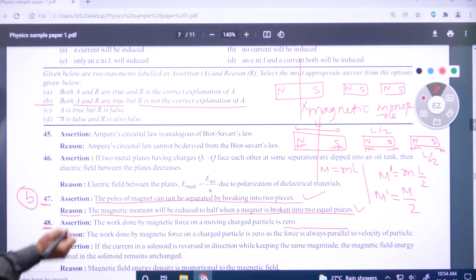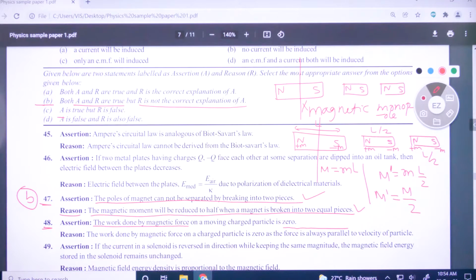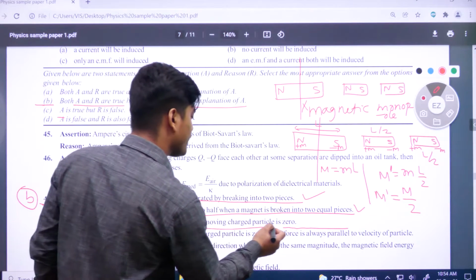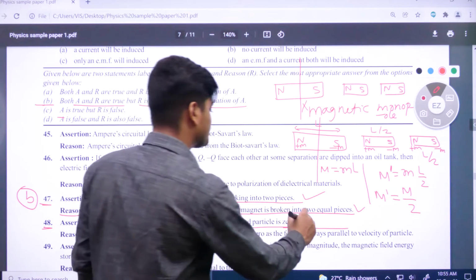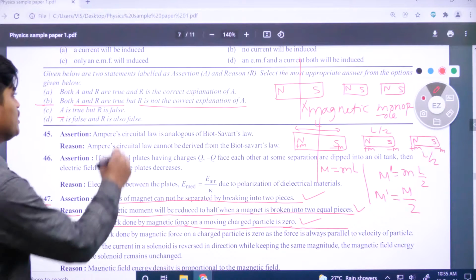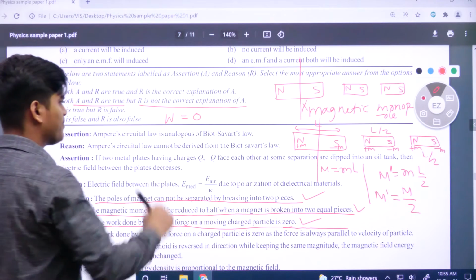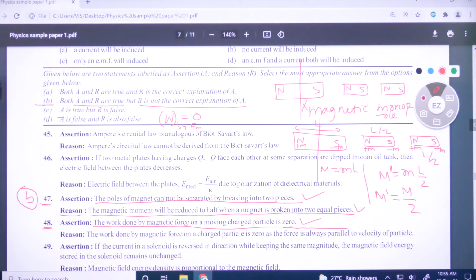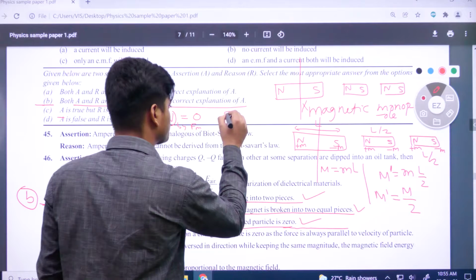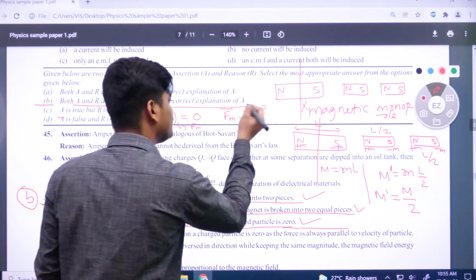Now come to the next question. Here they are telling that the work done by the magnetic force on moving a charged particle is 0. Remember, the statement is correct. How is it correct? Always remember that the work done by the magnetic force, I'll write it as work done by Fm, where Fm means magnetic force, is basically 0. Now why does it become 0? Remember, the magnetic force is perpendicular to the velocity vector.